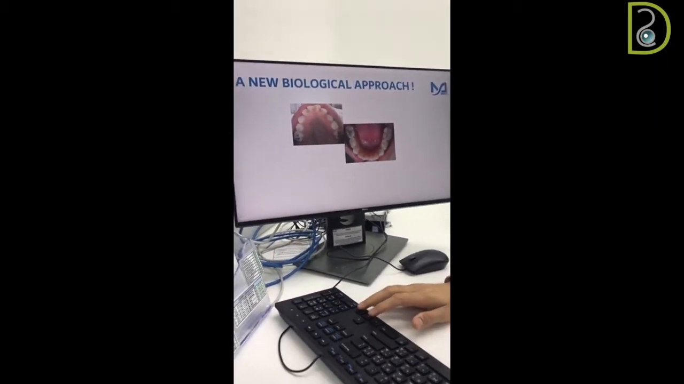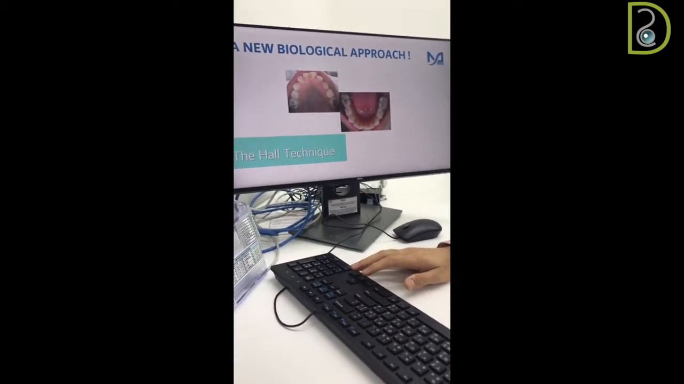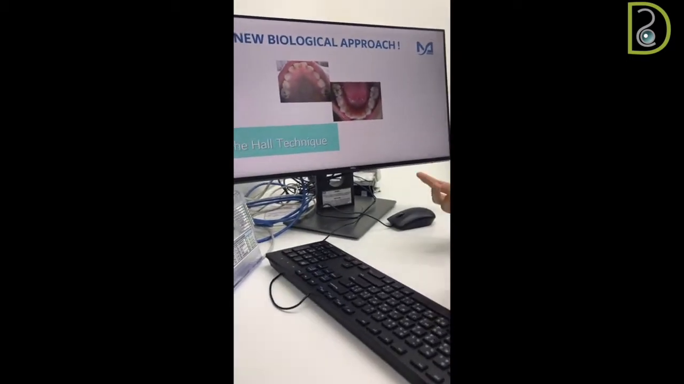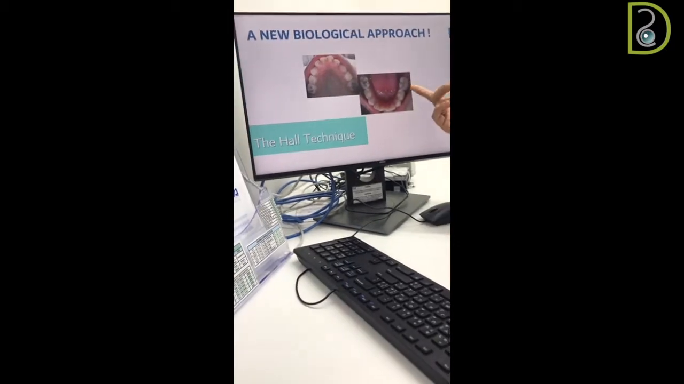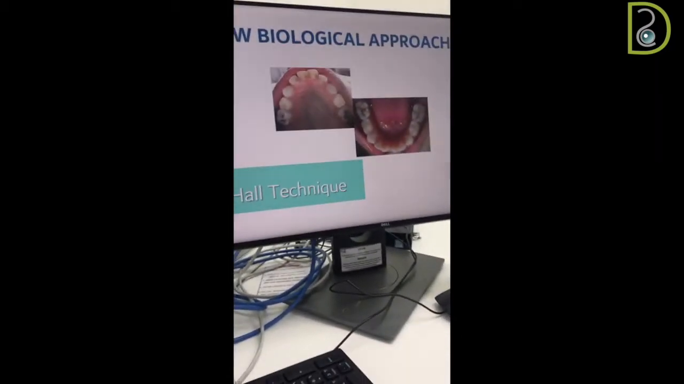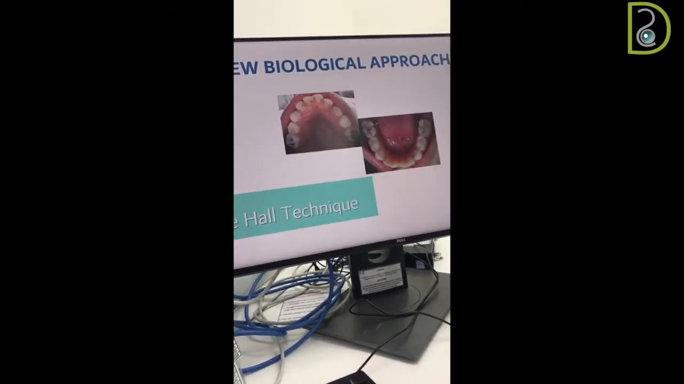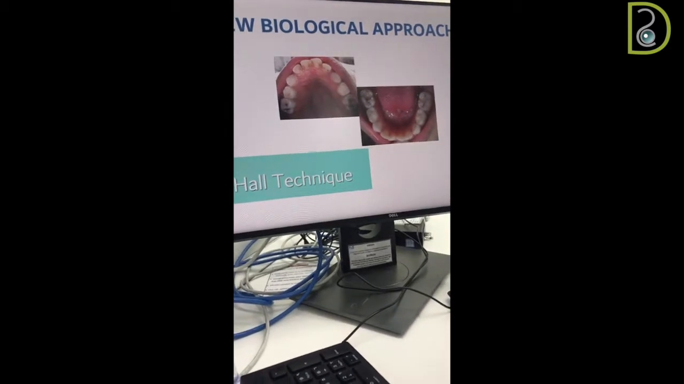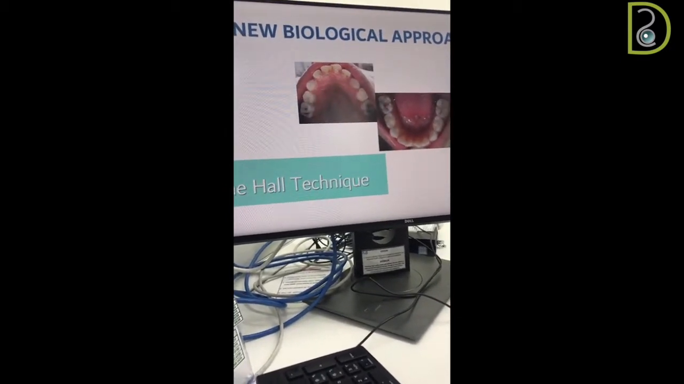So a new biological approach, which is called the Hall technique. Basically, with the Hall technique, we are looking at a biological approach. This is the same case as the previous x-rays. So we found that radiographically the teeth are fine. We have cavities occlusally and interproximally. They are not into the pulp. We have a clear band of dentine.